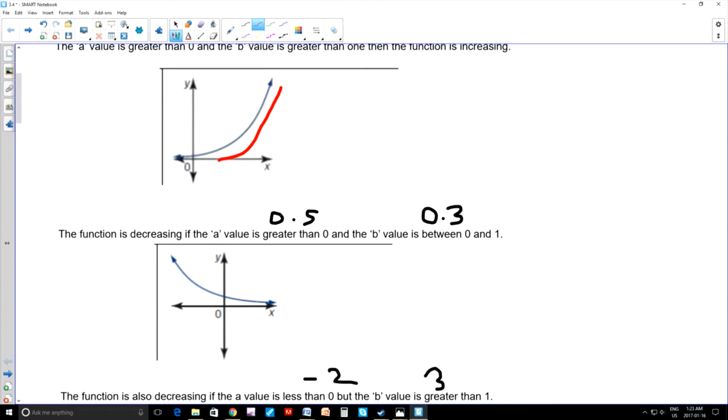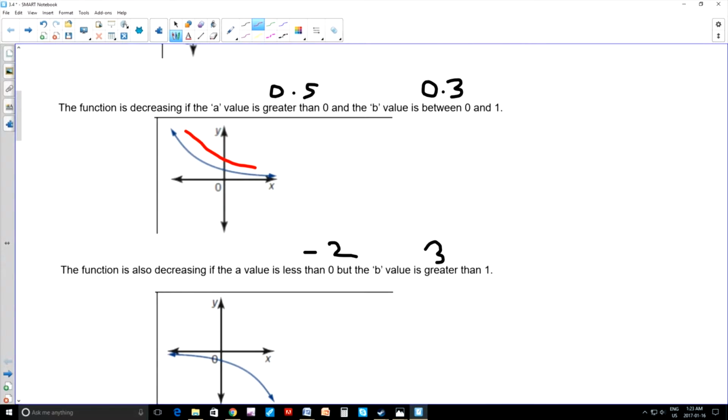So if the a value is 1 and let's say the b value is 2, it will be increasing. The function is decreasing if the a value is greater than 0 and the b value is between 0 and 1. So if the a value is, let's say, 0.5 and the b value is 0.3, then it will be decreasing. The function is also decreasing if the a value is less than 0 but the b value is greater than 1.